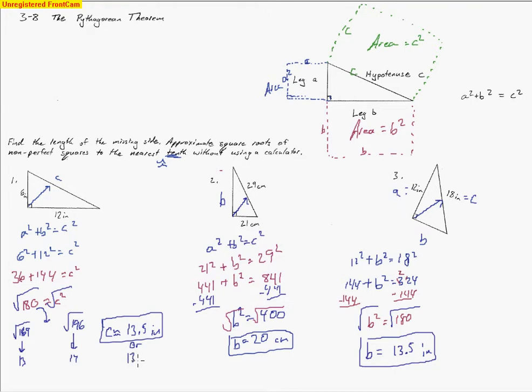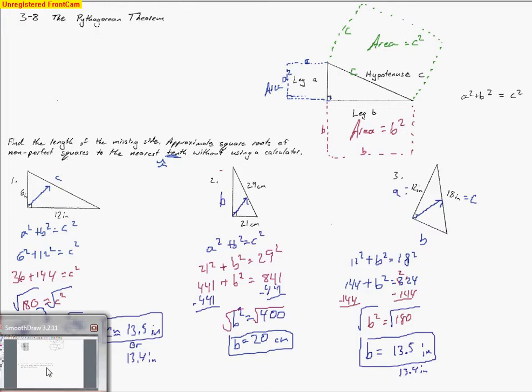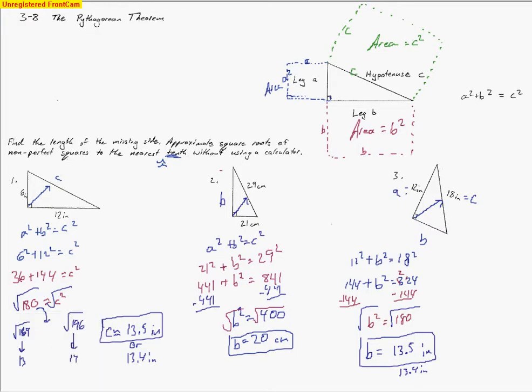And so you can just kind of go with what you think is pretty close, because that's what we're doing when we're using these values. So 13.4 inches would have been a fine answer, or 13.5. I'd take either one. So let's take a look at the next few problems.